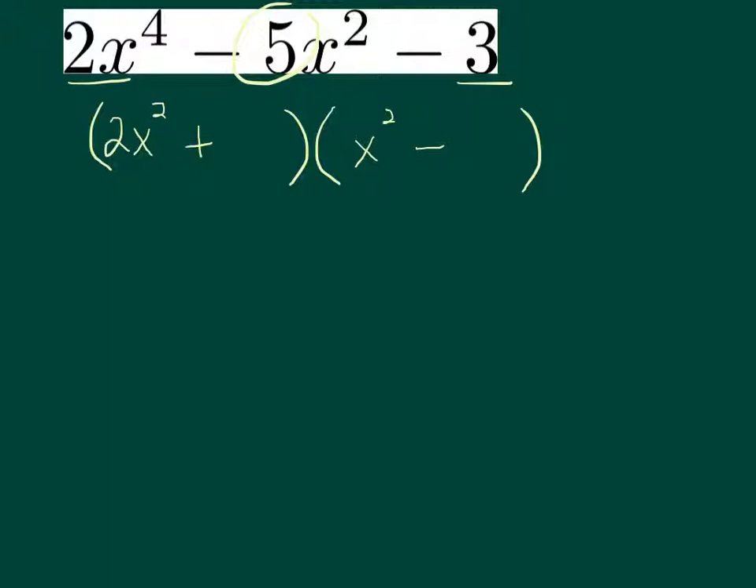But in this case I am going to leave it like that, because if I put the 3 here and the 1 here, I multiply the 2x squared times the 3 and I get negative 6x squared. And if I multiply the 1 and the x squared, which is plus x squared, and add those 2 terms, I end up with negative 5x squared, which was my original middle term. That is exactly what I wanted to do. I wanted to end up with the original problem.